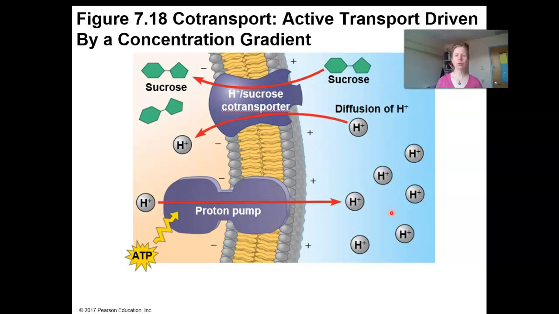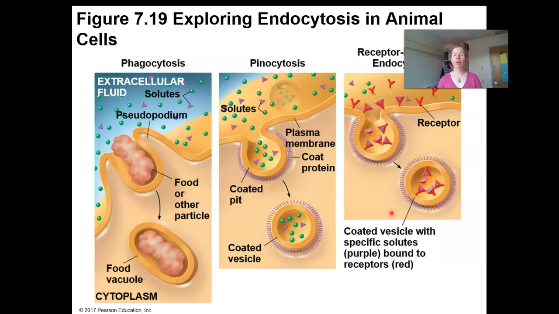So again, just to make sure we're clear, cotransport occurs when active transport of one solute, that's our proton, indirectly drives the transport of other substances, right? So that's our sucrose kind of sneaking a ride in. So pretty cool. Okay, other active ways that we can move molecules in and out of cells.